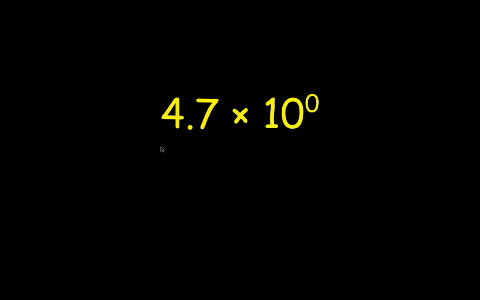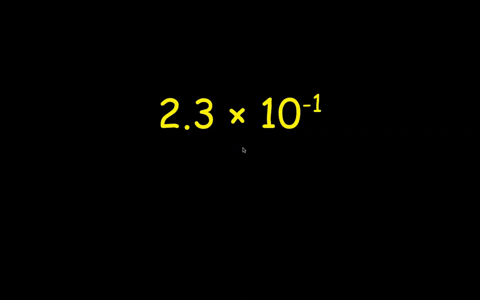4.7. Pause and continue when ready. If I ignored the 7, that would be 4 times 10 to the 0. So 4.7 times 10 to the 0. It might have been a little bit of a tricky one for you.